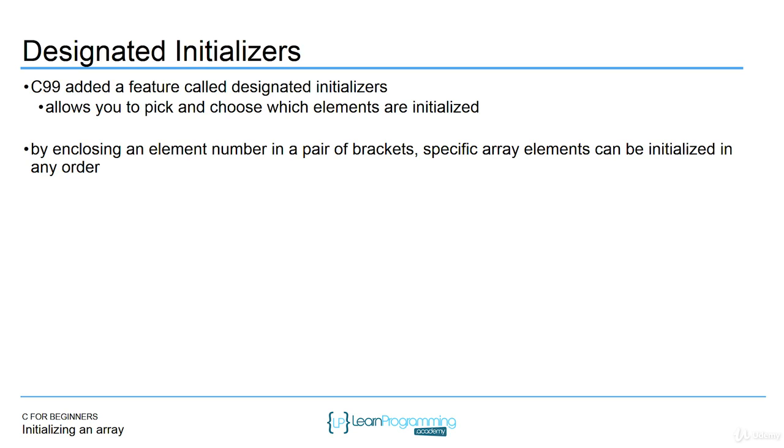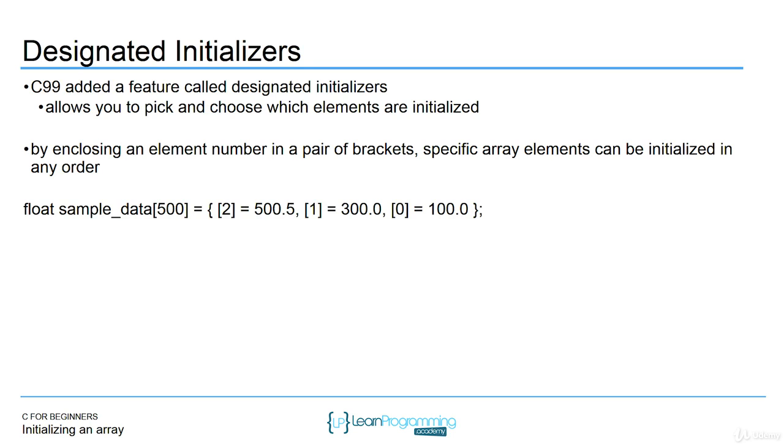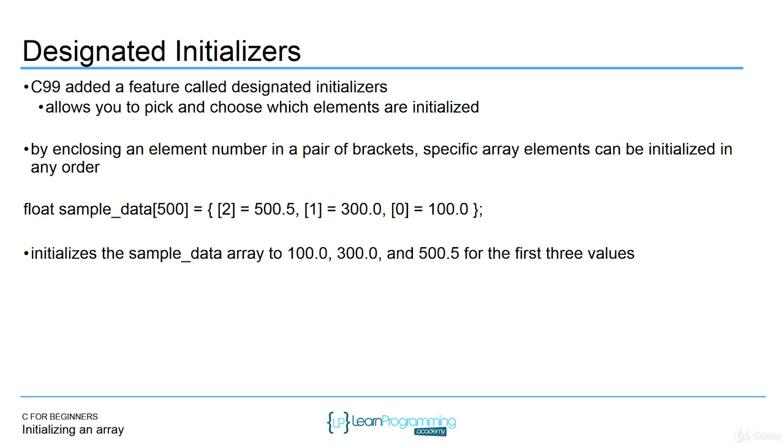You can enclose an element number in a pair of brackets and then specify the array elements that can be initialized. And you can do it in any order. So here's an example. Again, we have our sampleData array. It's of type float, and it's going to be 500 in size. But here, inside of our curly braces, we have additional indexes. We have brackets 2, equals 500.5, brackets 1 equals 300.0, and brackets 0 equals 100.0. They're separated by commas. All this is doing is specifying the same thing that we had in the previous example, but in a different order.